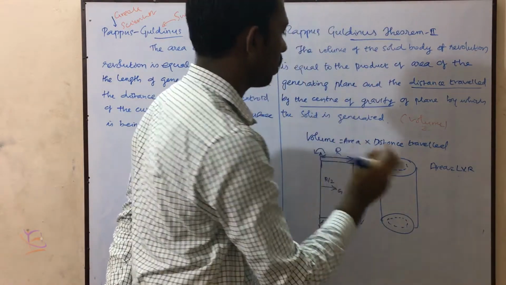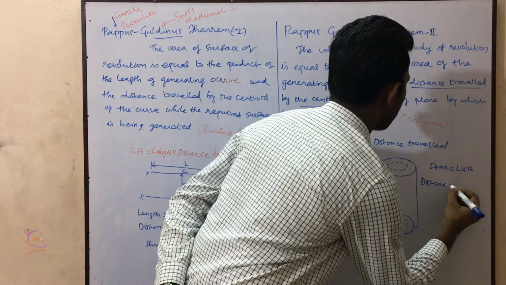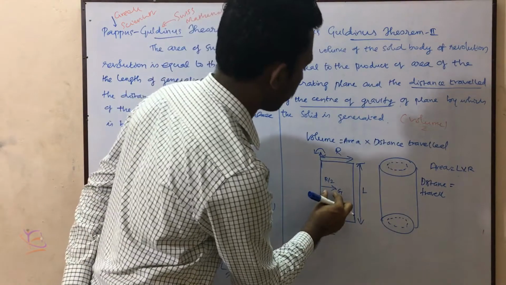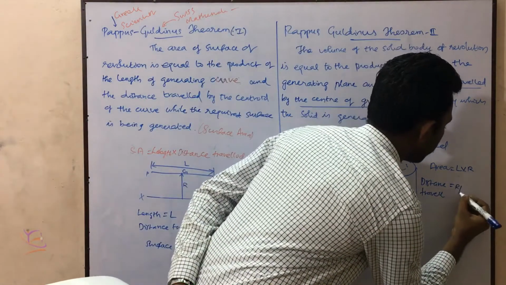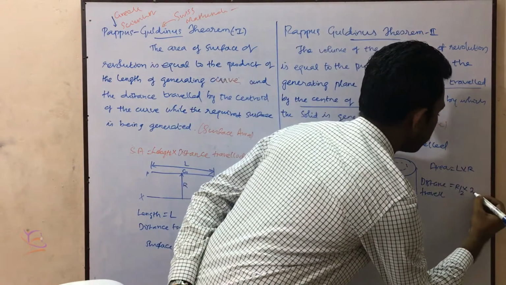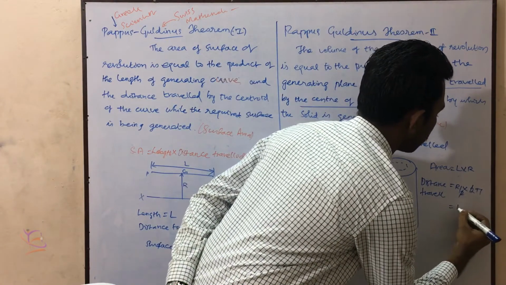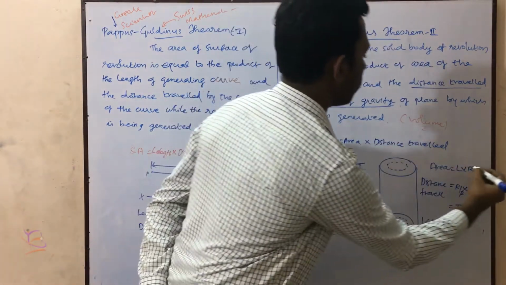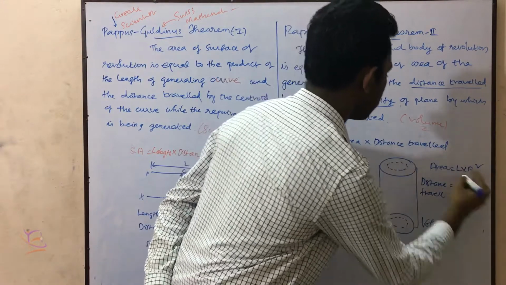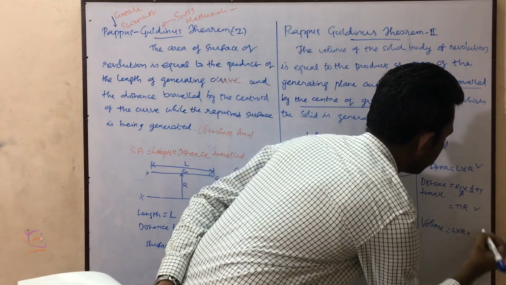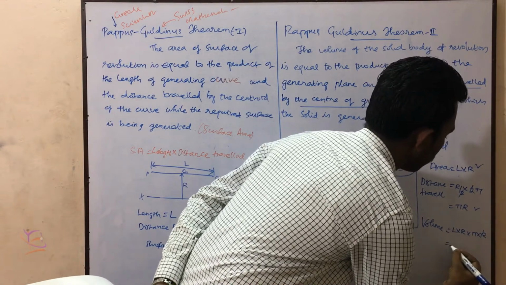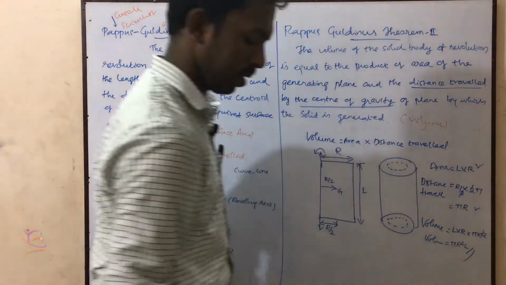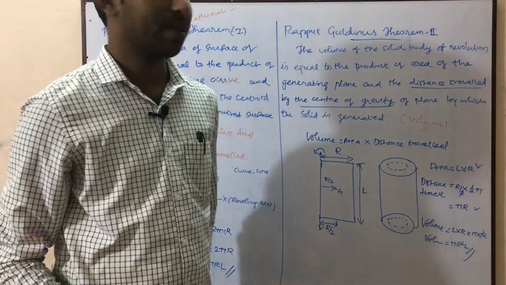The distance travelled: this r by 2 is travelling one rotation, so it is 2 pi times r by 2, which is pi into r. So volume is equal to area into distance travelled. Area is L into r, and the distance is pi into r. So the volume is pi r square L. This is the volume of the cylinder. Okay, thank you.